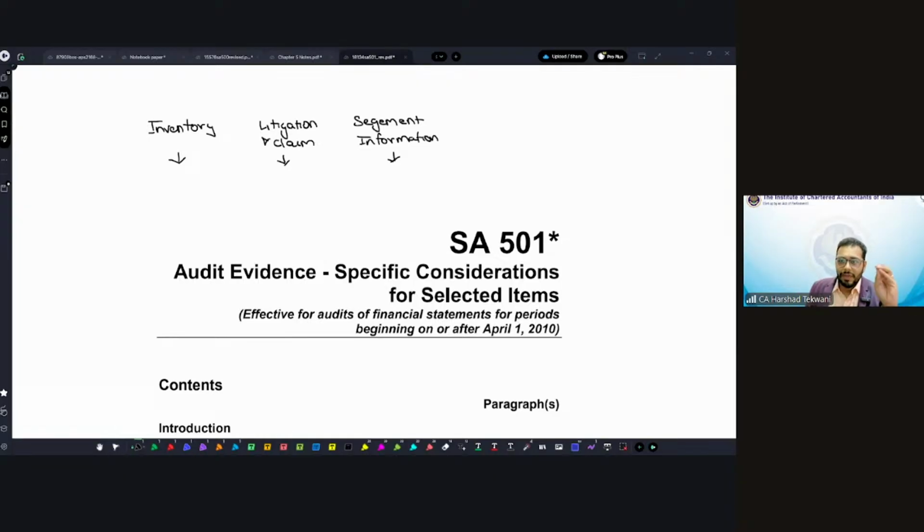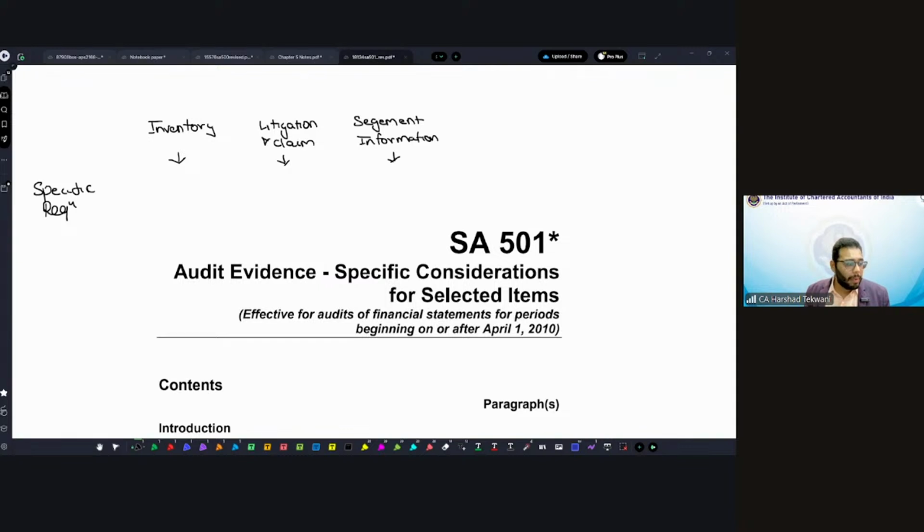Any which way, we are required to test inventory, litigation and claims, and segment information fully. Applying this standard doesn't mean you don't have to test other areas. It is not the case. This is the specific guidance, the specific requirement for these specific areas. It means this is the bare minimum you need to do when it is about these areas. And what are these areas? Very important that we understand.